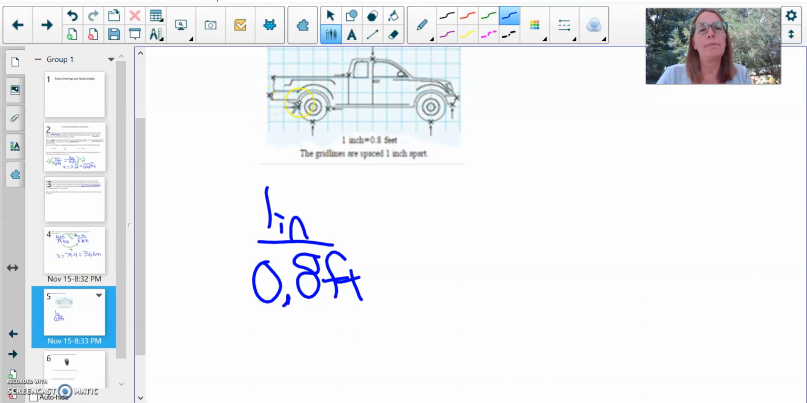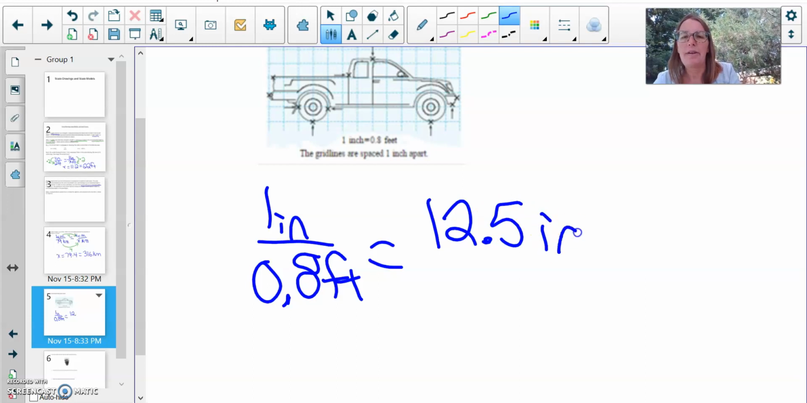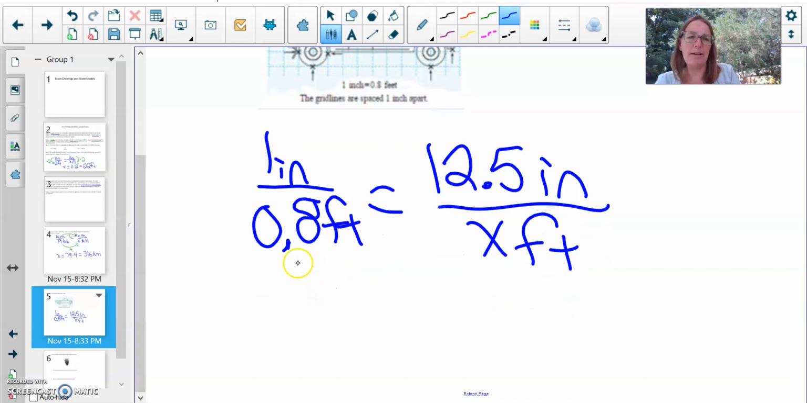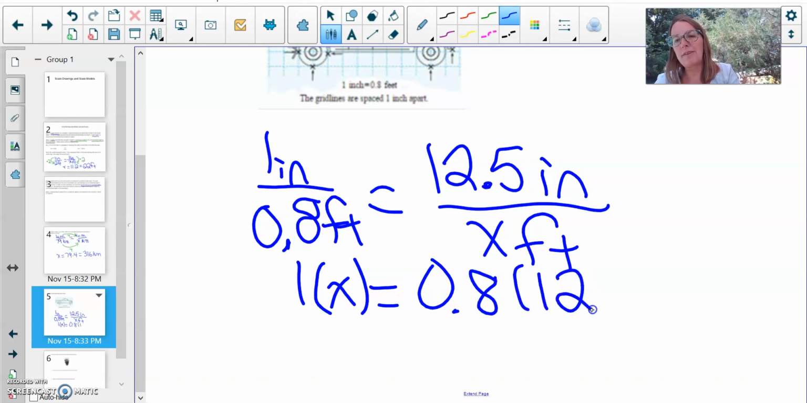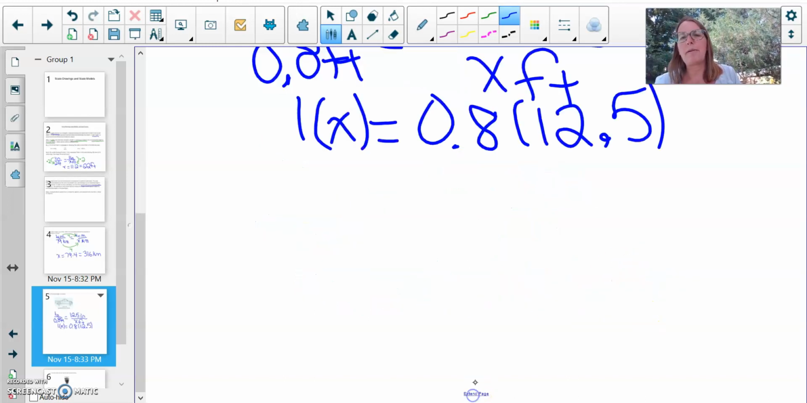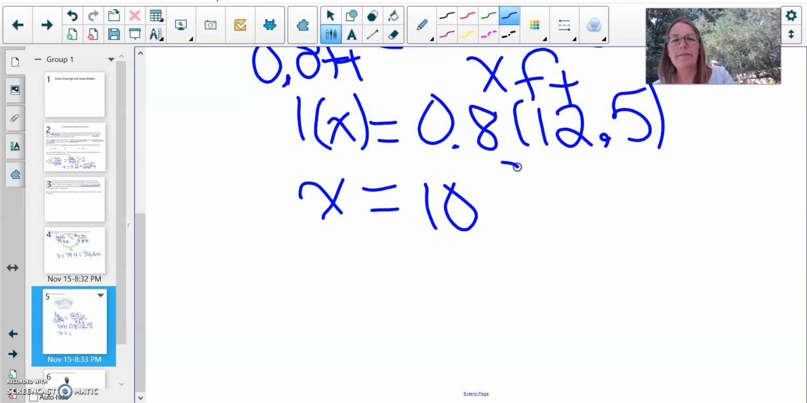So it's 1, 2, 3, 4, 5, 6, 7, 8, 9, 10, 11, 12, 13. Yeah, I'd say about 12 and a half. So equals 12 and a half inches over x feet. Okay, now to solve this, I'm going to do cross products. So it'll be 1 times x equals 8/10 times 12 and a half. Now I'm going to multiply that out. So I get x equals 8/10 times 12 and a half is 10 feet.